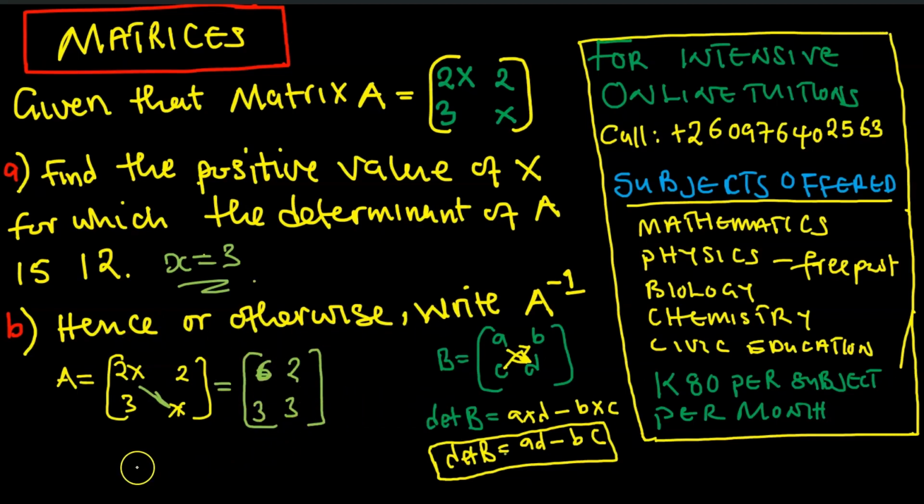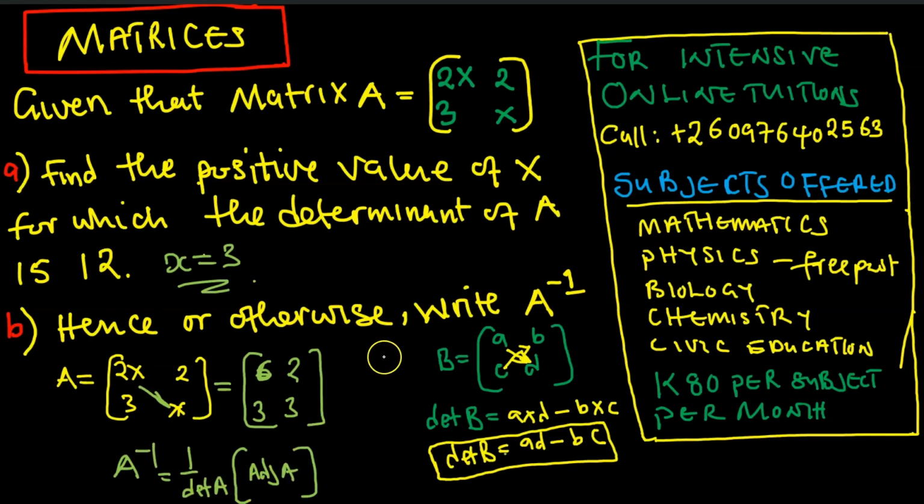How do you find the inverse of A? So the inverse of A, the formula is 1 over the determinant of A, multiplied by the adjoint of A. This is the formula that we use. We have the determinant. How do we find the adjoint?